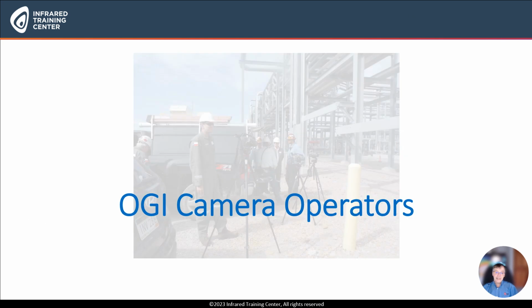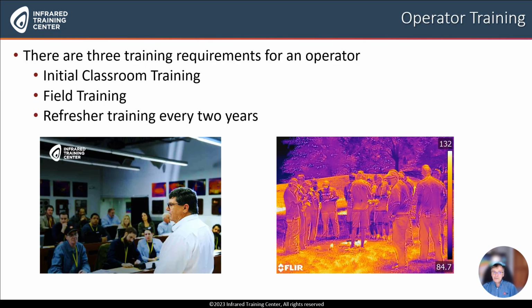Now, they address camera operators themselves, the performance of the operators, the qualification of the operators. And there are three training requirements for an operator: the initial classroom training, outdoor field training, so on actual sites, and refresher training. And so there's a heavy emphasis here to make sure that everybody is up to date with the equipment, up to date with their training.